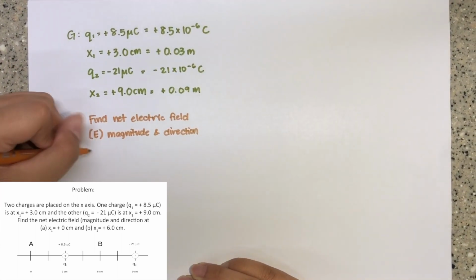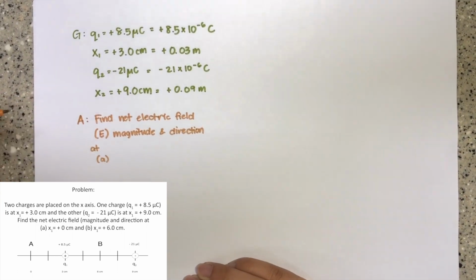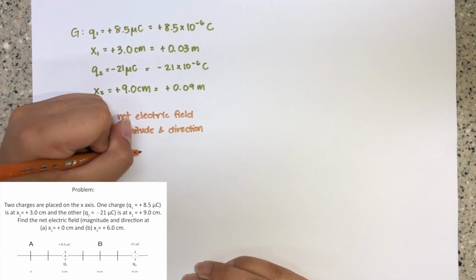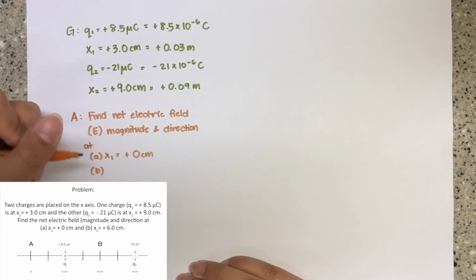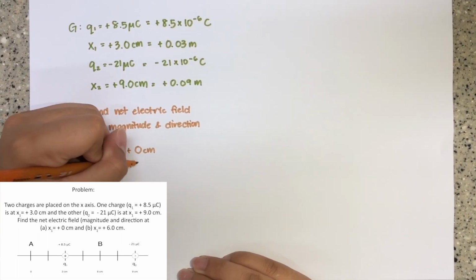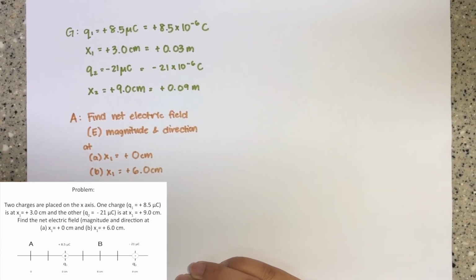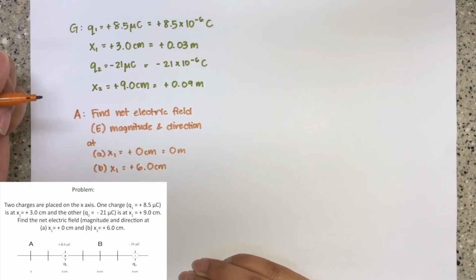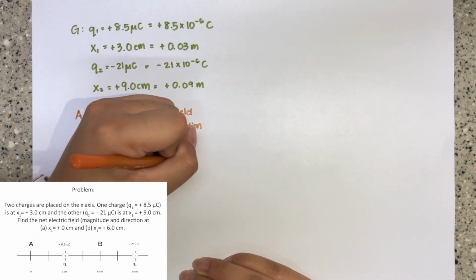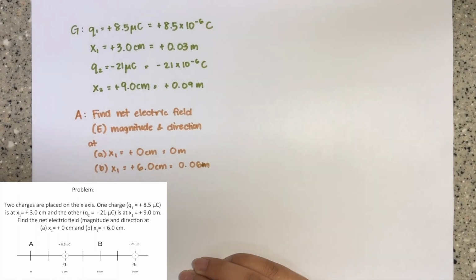Magnitude and direction at 2 points: 0 cm and 6 cm, or 0 m and 0.06 m.